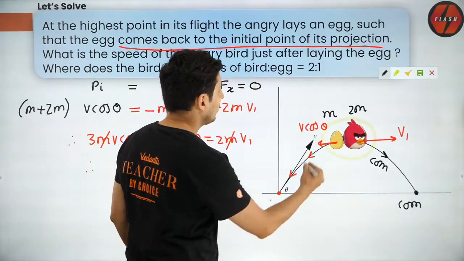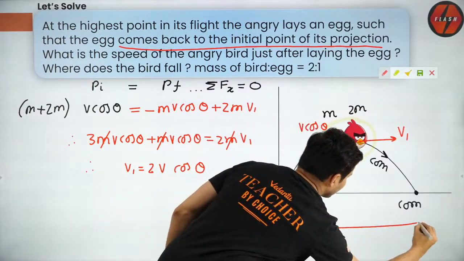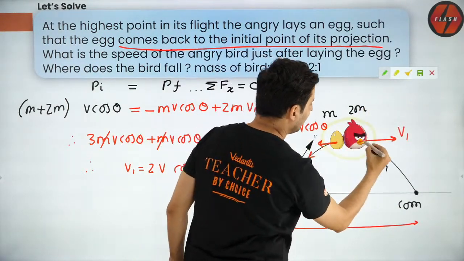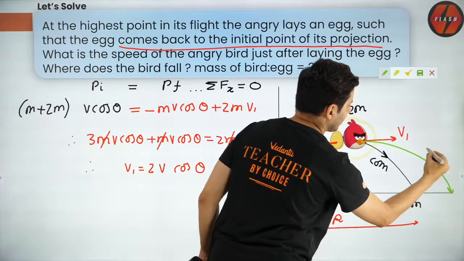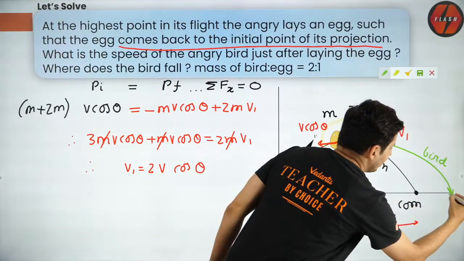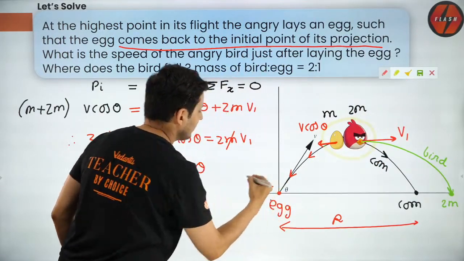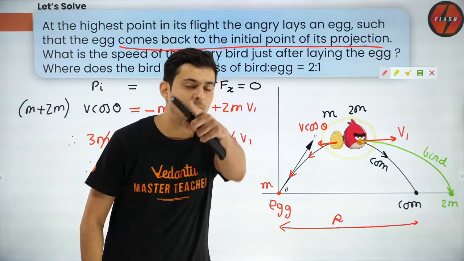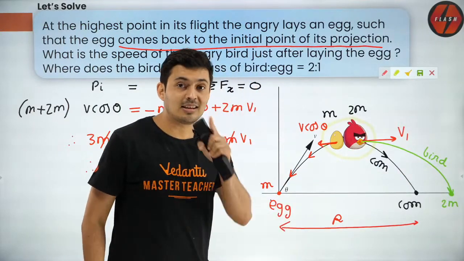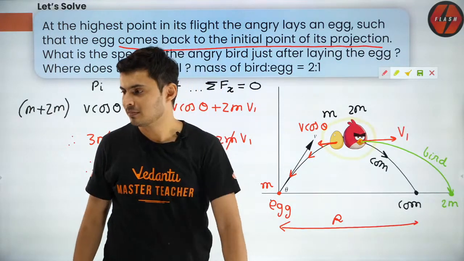Where is the egg falling? Well, the egg is falling over here. And how much is this distance? That is r, the range. Where will the bird fall? The bird will fall somewhere over here. This is where that bird will fall. Now think about it, guys. When the bird falls over here, the mass which lands is 2m and the egg's mass is m. What did I tell you? Did I not tell you a trick in center of mass about the location? Whenever you have masses, the center of mass divides the distance in the inverse ratio of the masses. Didn't I tell you this trick? That's it.